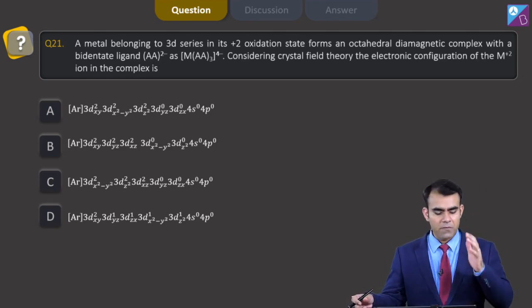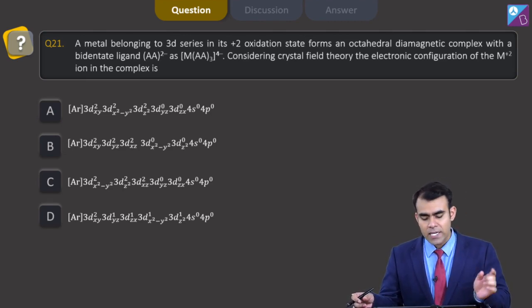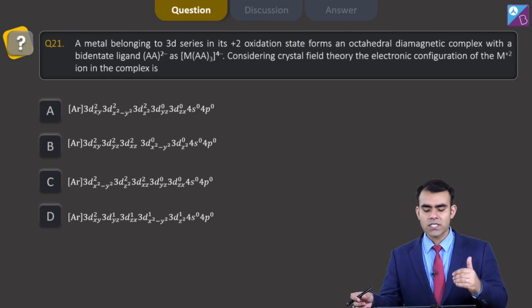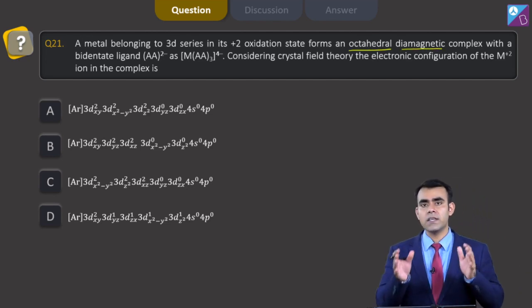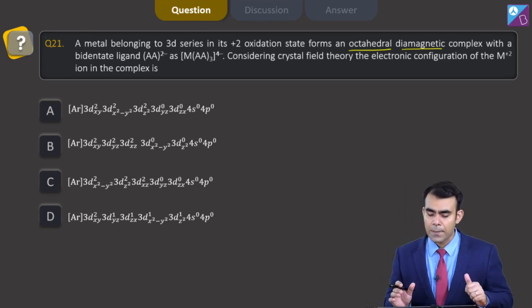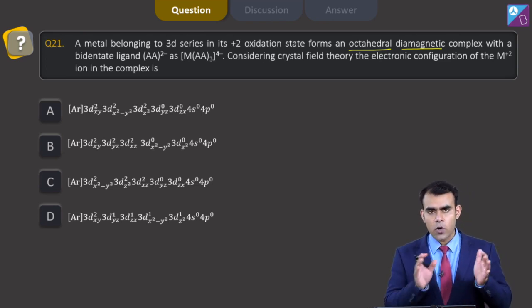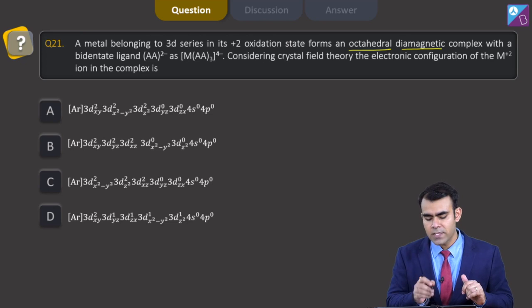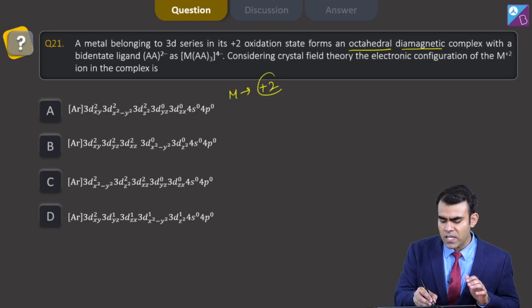Now in question number 21 we have been given a metal belonging to 3D series. In its +2 oxidation state forms an octahedral diamagnetic complex. See, these words are very important. First thing, that the geometry is octahedral and it is diamagnetic with a bidentate ligand AA2- and the complex is represented as Ma3 4-. So here we can see that the oxidation state of M is +2 and that is given to us.